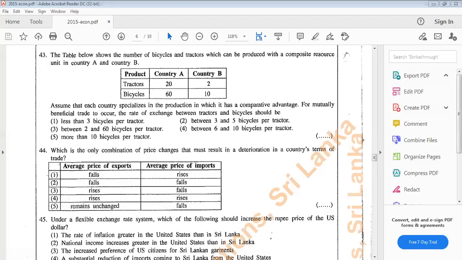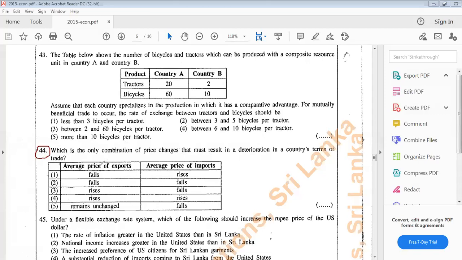See this. This is the 2015 paper, question number 44. Which is the only combination of price change that must result in a deterioration in a country's terms of trade? What do you mean by deterioration? Fall in TOT. Now, what we have discussed now is a rise in TOT. Then the deterioration reason will be opposite in price.